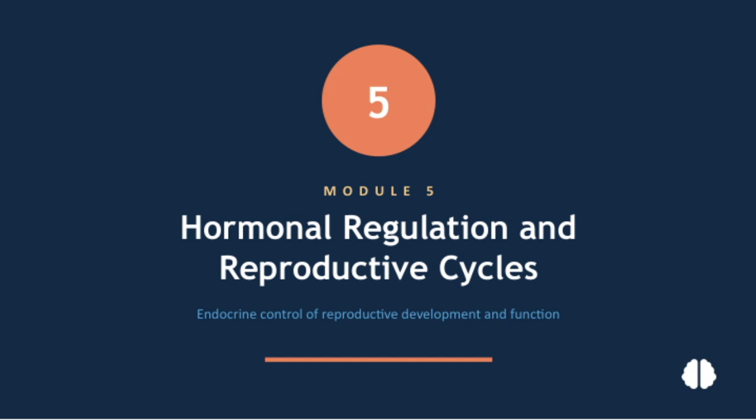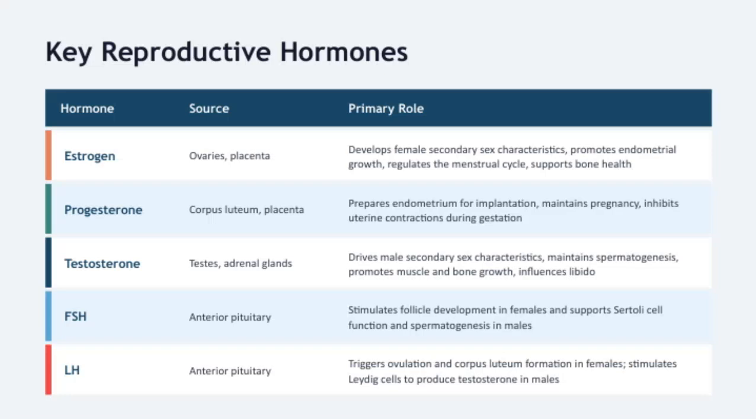Throughout this module, we've emphasized how hormonal signals integrate with other physiological systems to ensure reproductive success. Understanding these hormonal mechanisms is key to comprehending how reproductive health is maintained and what can go wrong when these processes are disrupted. So, as we move forward, keep in mind how these endocrine controls are fundamental to the entire reproductive system. Let's take a closer look at some of the key reproductive hormones and their roles.